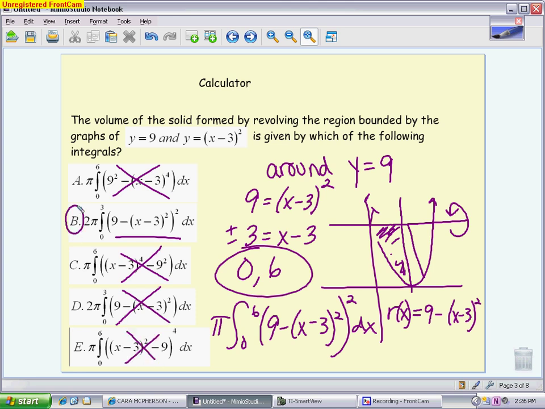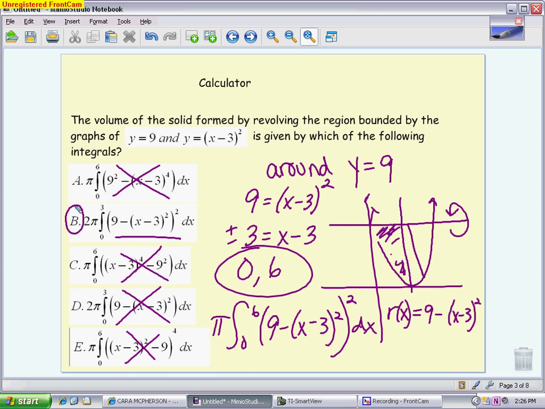So to figure out what they did in B, instead of going from 0 to 6, they decided to use the symmetry and go from 0 to 3, and then double it. So that's why you see a 2 in front of the integration symbol. It does have the correct radius, the idea that it's a single radius. This is not a washer method. It's a single radius, top minus bottom, 9 minus the x minus 3 squared, and then you have to square that entire radius.